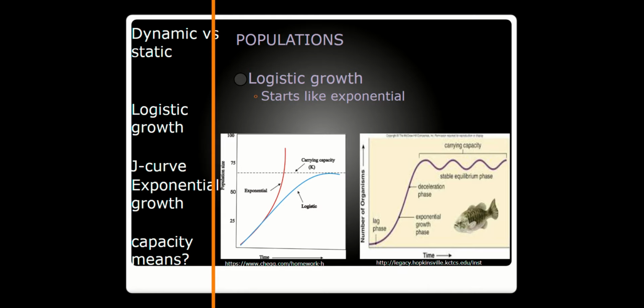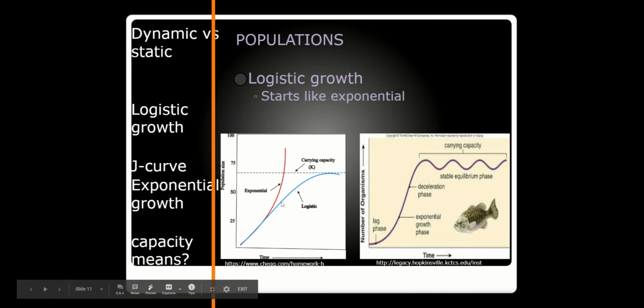Here's another example that is not exponential growth. And you can compare the two on this slide here. That would be exponential growth. They start the same, but logistic growth reaches a carrying capacity. So the carrying capacity here is how many individuals? Again, I'll let you tell me.